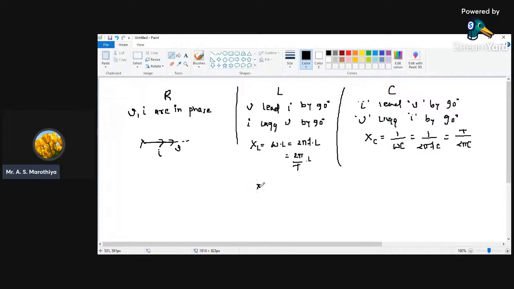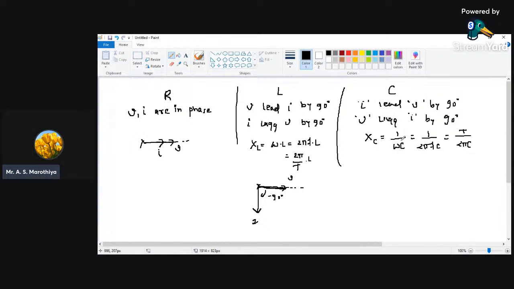In case of an inductor, suppose you take voltage on the reference axis, so this is going to be V. With respect to V, current is going to lag. So I can write here: in case of inductor, current lags the voltage. Lagging means clockwise, so here we need to indicate current lagging by an angle of 90 degrees.